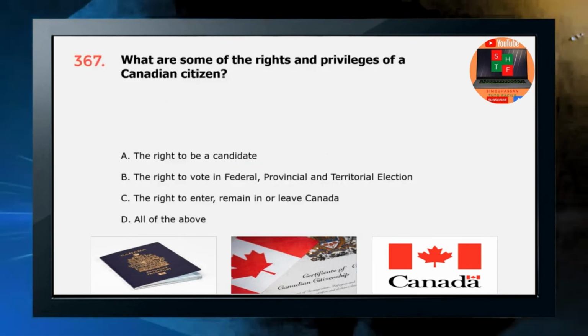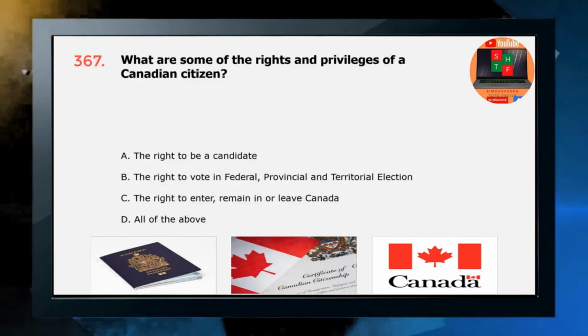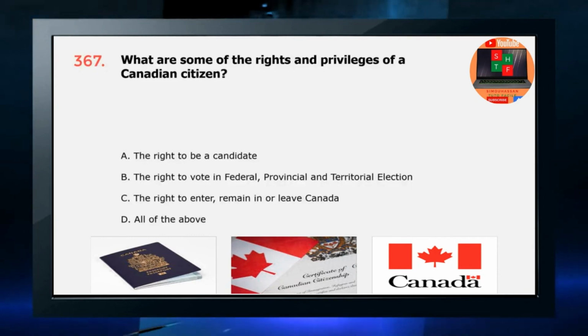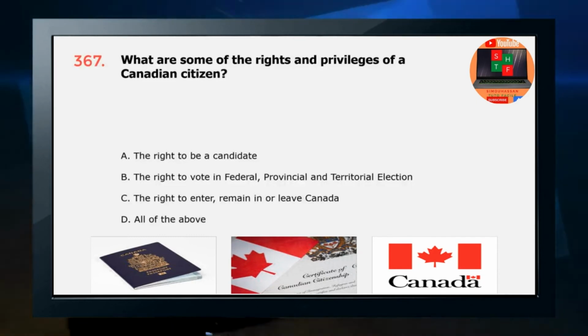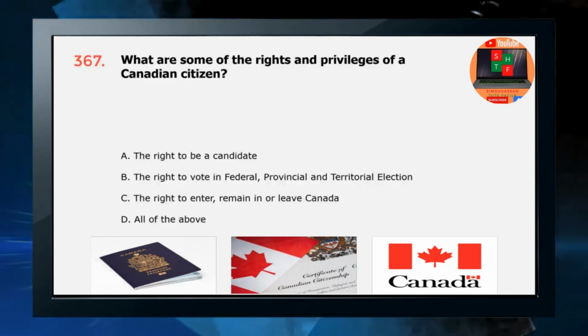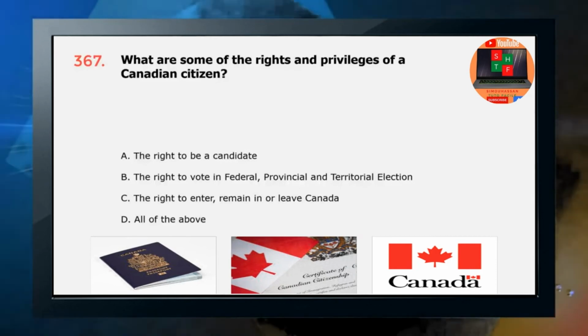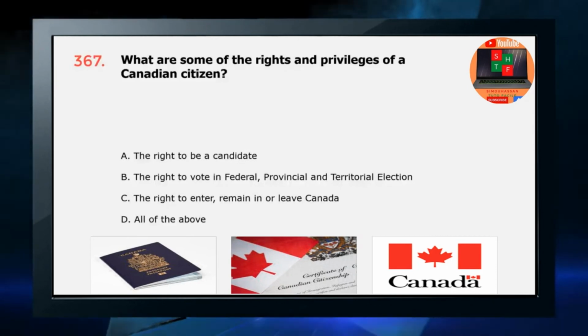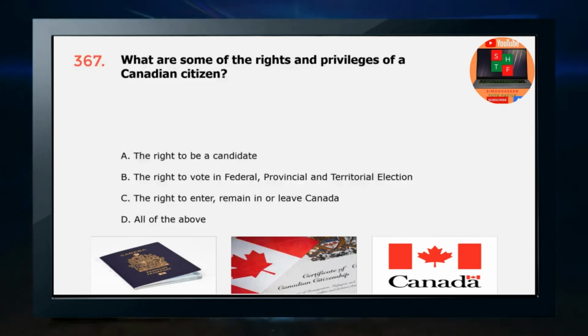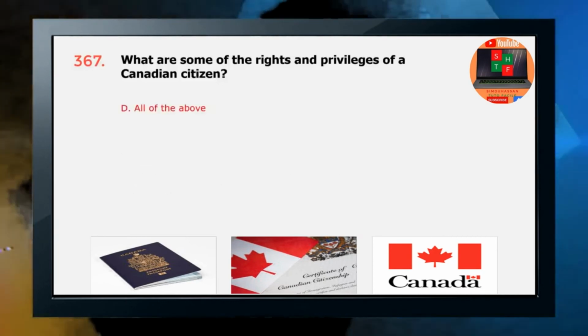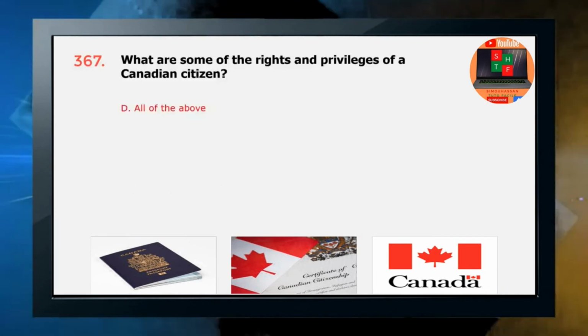Question 367. What are some of the rights and privileges of a Canadian citizen? A. The right to be a candidate. B. The right to vote in federal, provincial and territorial elections. C. The right to enter, remain in, or leave Canada. D. All of the above. The answer is D. All of the above.